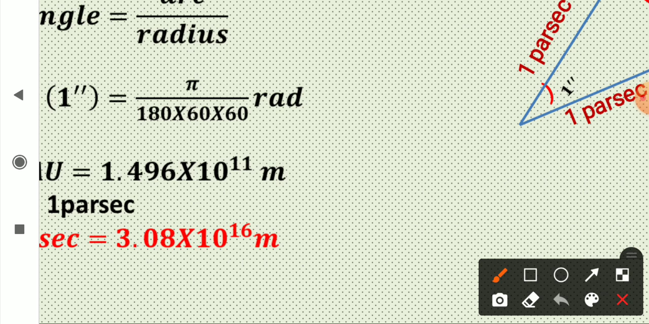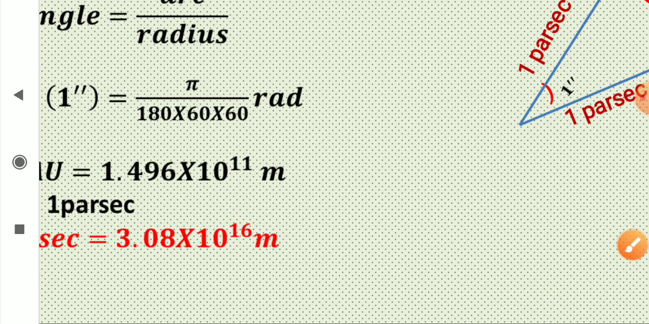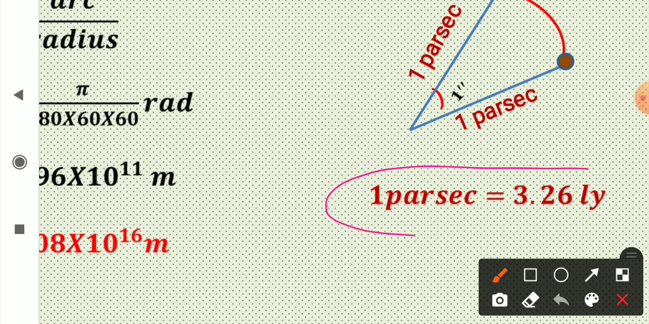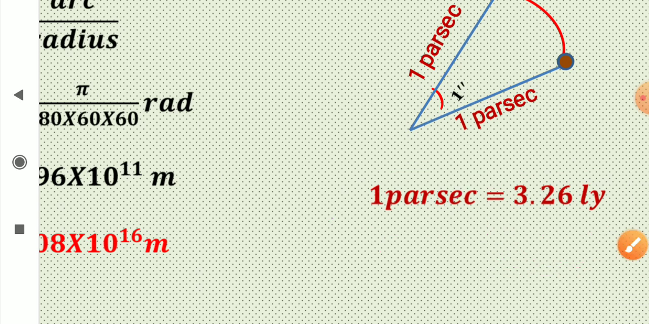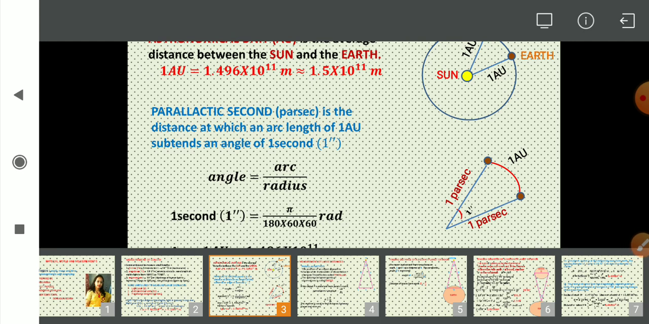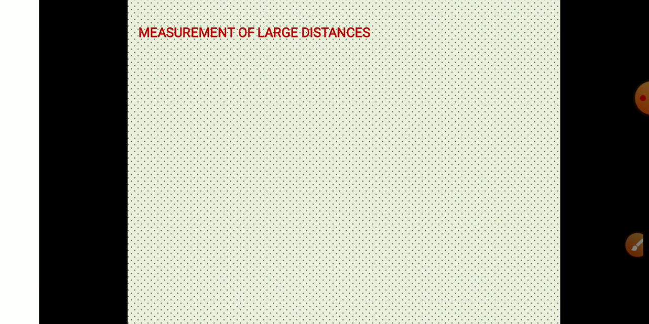You can see, yeah, 3.08 into 10 to the power 16 meter. And now relation between parsec and light year, you can see 1 parsec is equal to 3.26 light year. So these are some of the larger units used in astronomical studies.